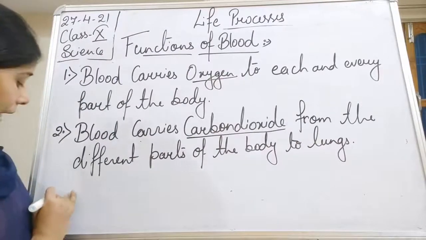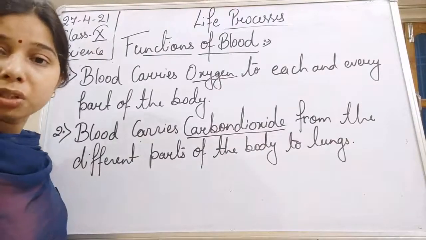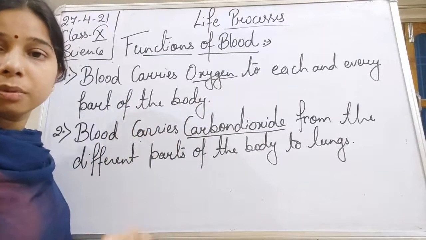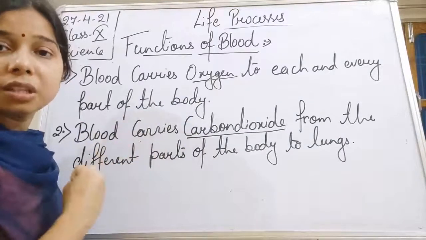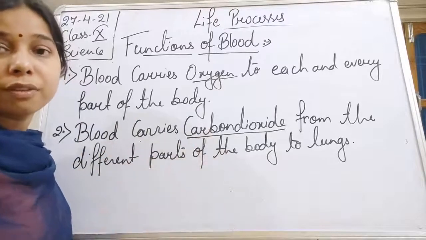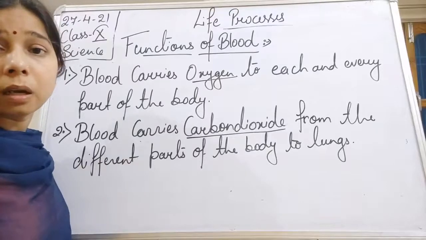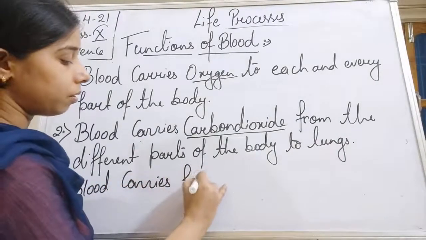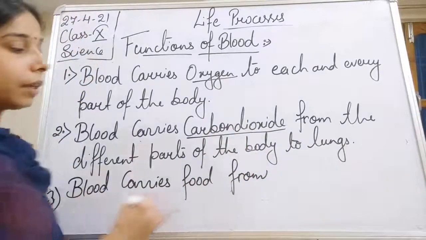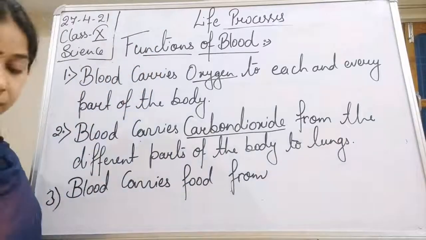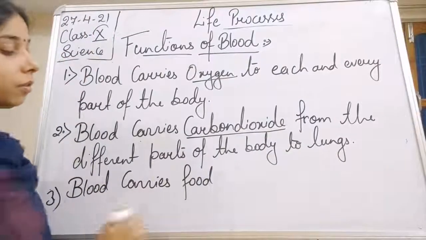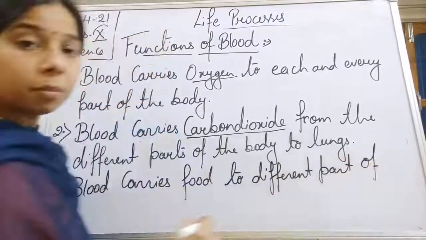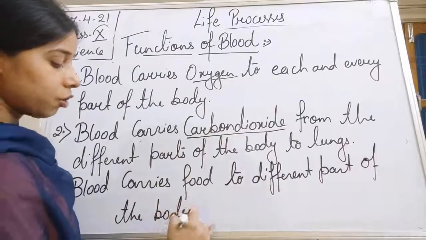Then the next one, it carries the digested food. You see, students, the digested food should reach each and every cell, like we have seen in the case of oxygen, because in the cell, in the mitochondria, breakdown of the glucose, breakdown of the food happens with the oxygen, due to which the energy is released. So the transportation of oxygen and food with the help of the blood is really an important part done by the blood itself. So blood carries digested food to different parts of the body. So this is the third function.